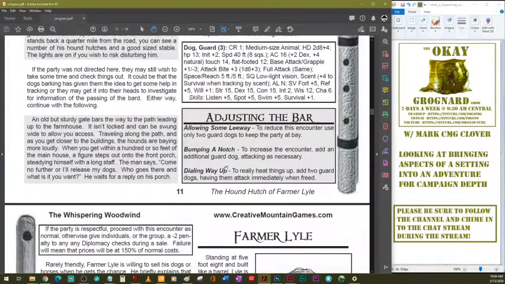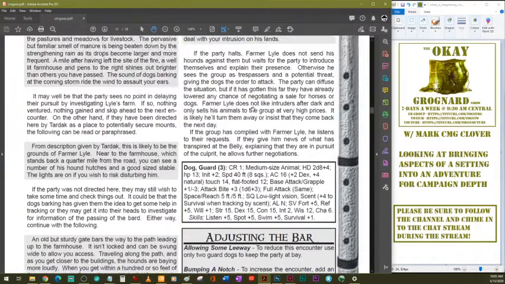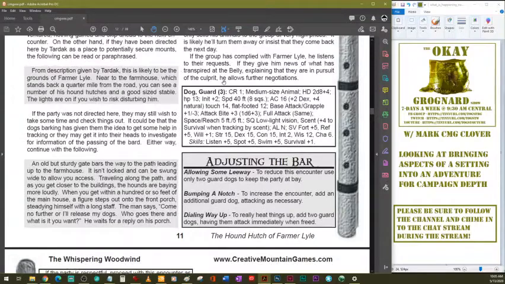This is that second adventure. It also discusses how you can adjust the bar. We don't talk about the hand holding in this particular case. Here's a place. They can also purchase dogs, guard dogs if they want. There's 3 of them here.